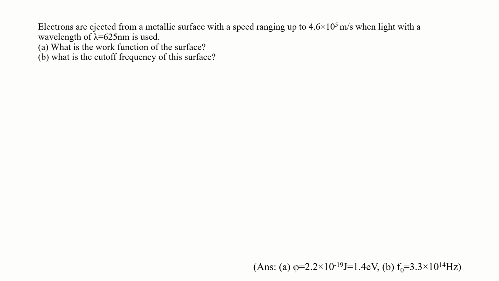Next problem. Electrons are ejected from a metallic surface with a speed ranging up to 4.6 times 10 to the power of 5 meter per second when light with a wavelength of lambda equal to 625 nanometer is used. What is the work function of the surface?